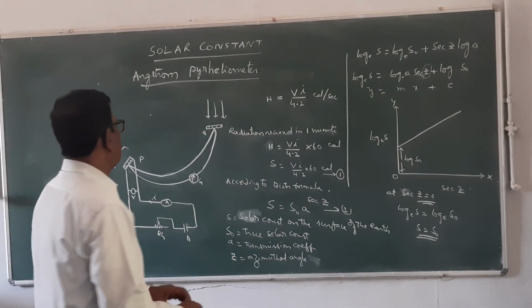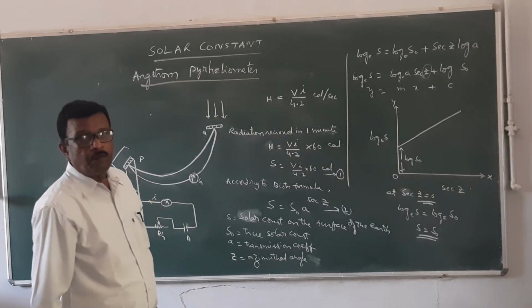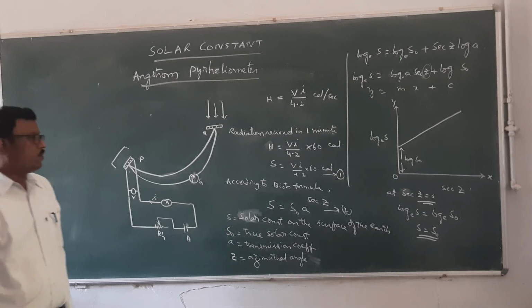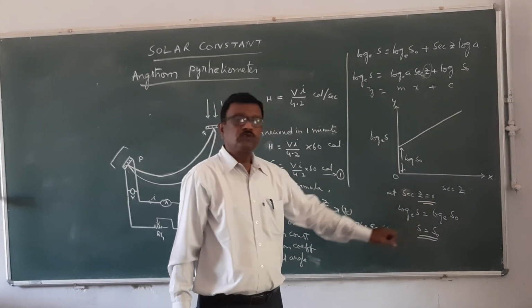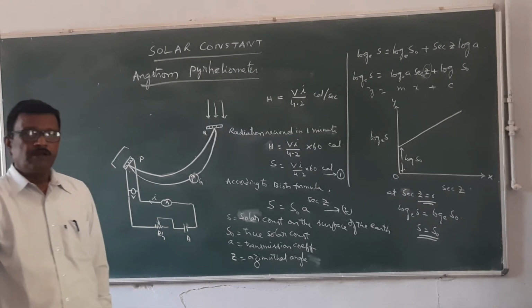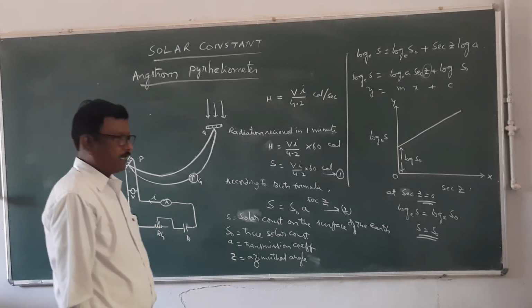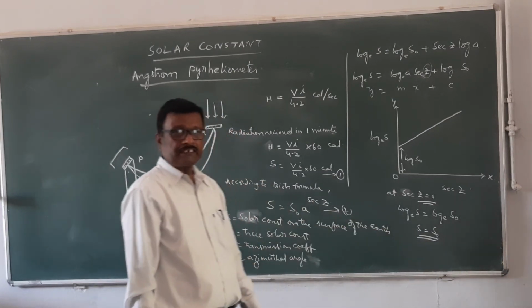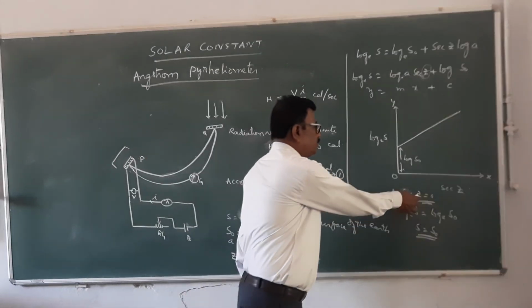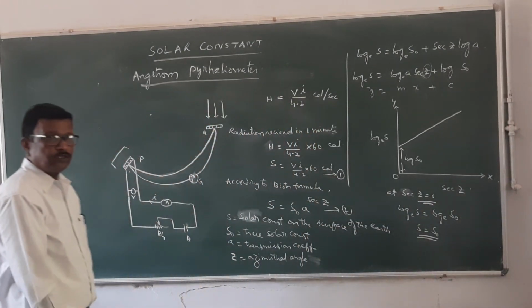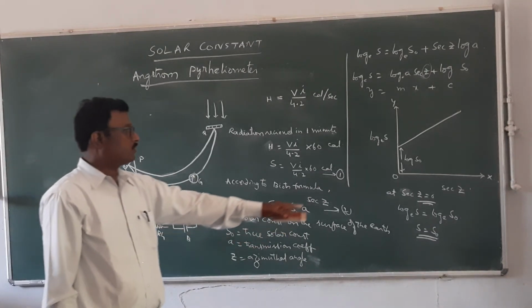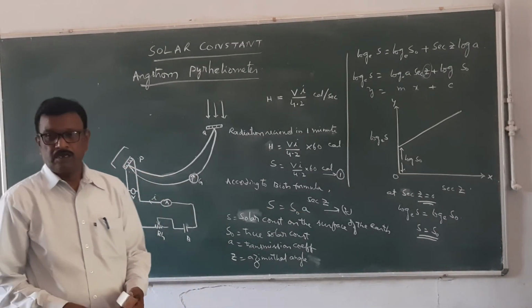In this way, by using the heliometer, we can determine the true solar constant value even from the surface of the earth by conducting the experiment at different instances of time in a given day at different zenith angles. So this is the construction, working and also the determination.